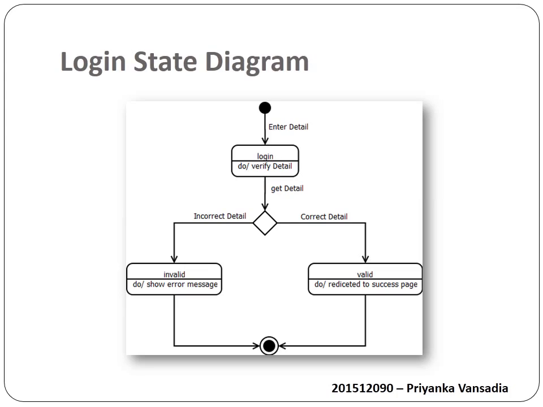This is the login state diagram. The diagram starts with the login state. When the user enters his details, the system will enter into the login state. In the login state, the user's details will be verified. If details are valid, the system will enter the valid state. Otherwise, it will enter the invalid state. In the valid state, the user will be redirected to a successful page where the user can see the details or page according to his role. In the invalid state, he gets an error message, that is, user ID or password is incorrect, and the system process is terminated.